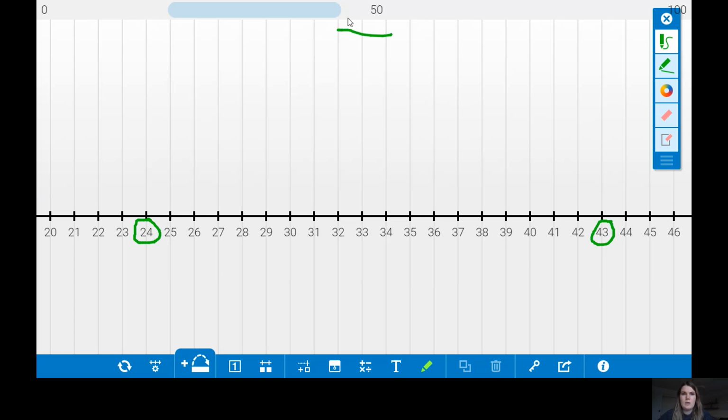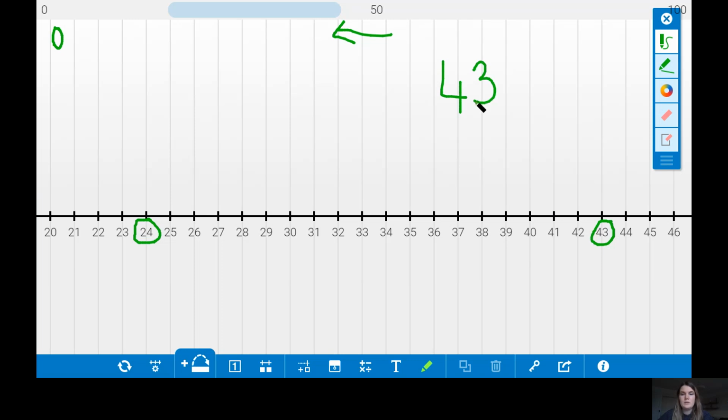Now I'm looking for which number is closest to 0. Now I think, which way is 0? 0 is to the left. Fantastic. Well done. So the number closest to 0 is 43.